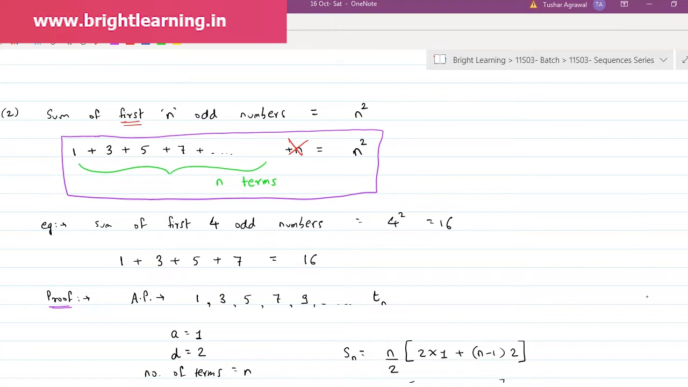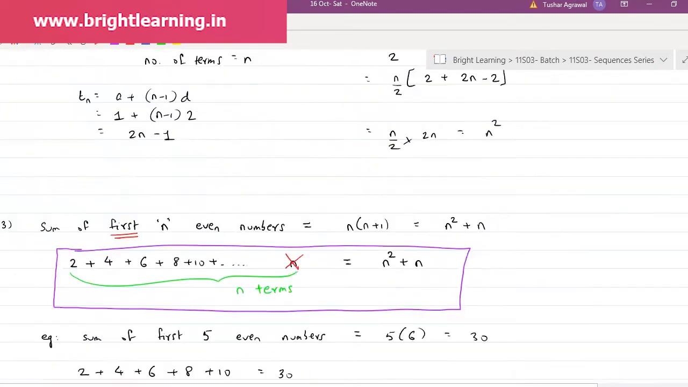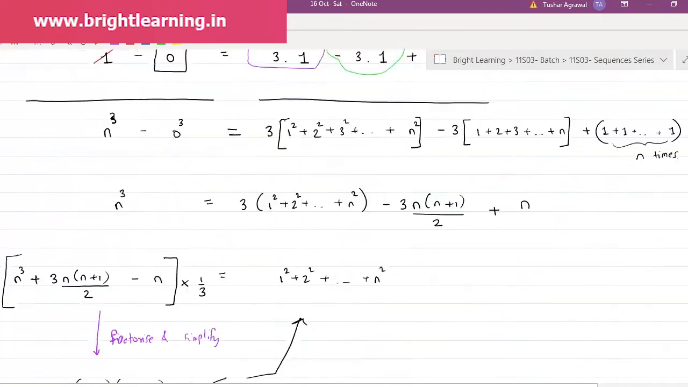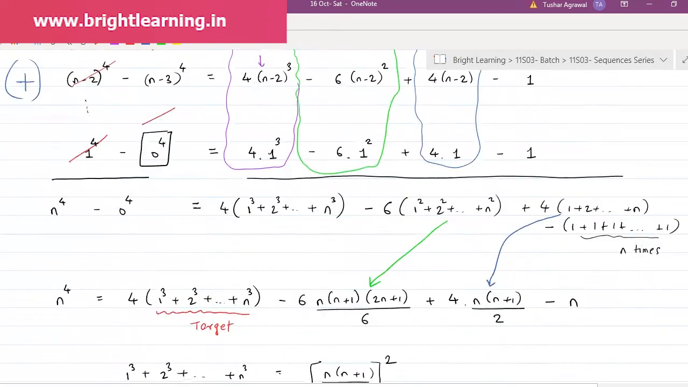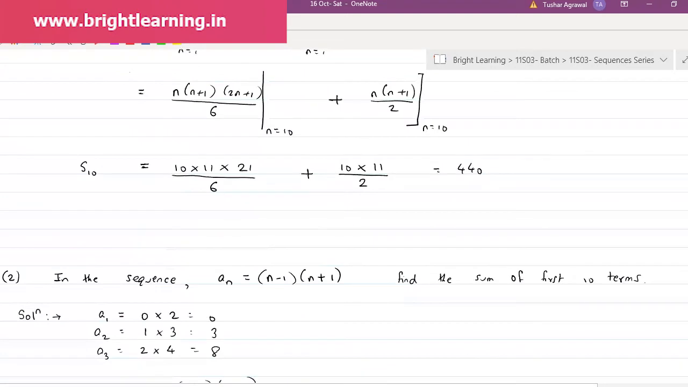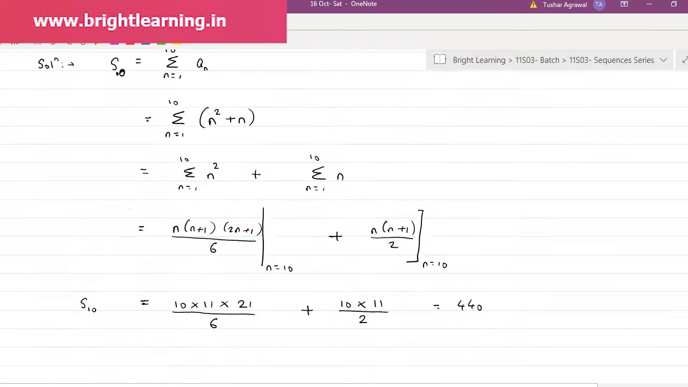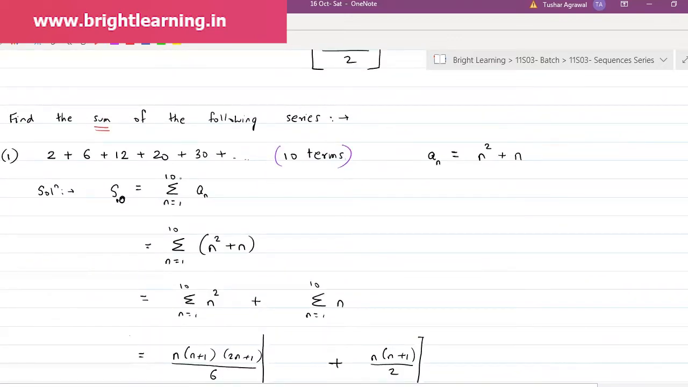Summation of first n odd numbers. After that, first n even numbers, squares of first n natural numbers and cubes of first n natural numbers. Now, after that, we were dealing with some questions over these terms. So let's deal with these questions.